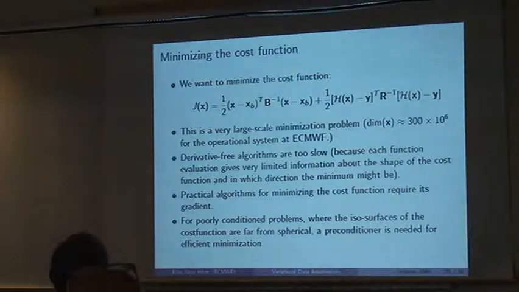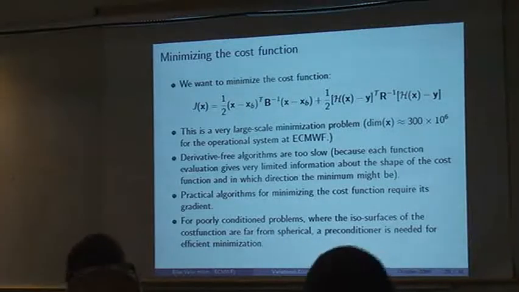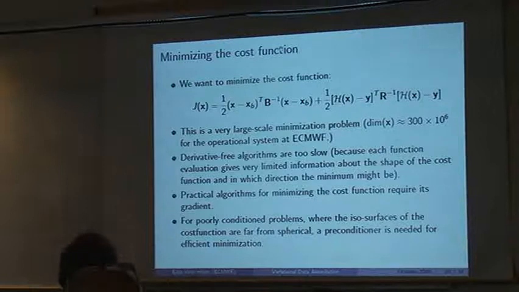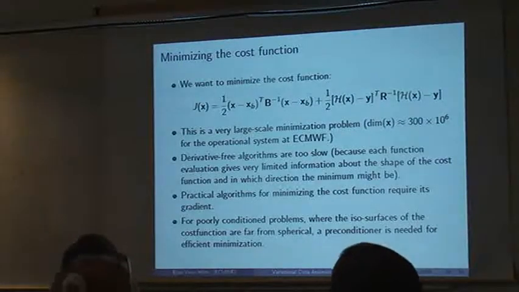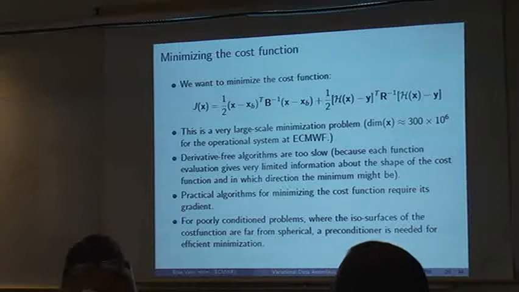We have a dimensional problem of about 300 million or something like that. So you need very efficient algorithms. Usually, derivative-free algorithms, like direct inversion of a 300 million by 300 million matrix, are not feasible to my knowledge. So we need some kind of iterative algorithm where you use gradient information of the cost function to get to a proper minimum.